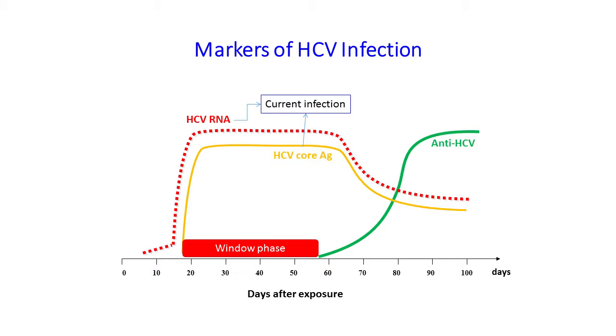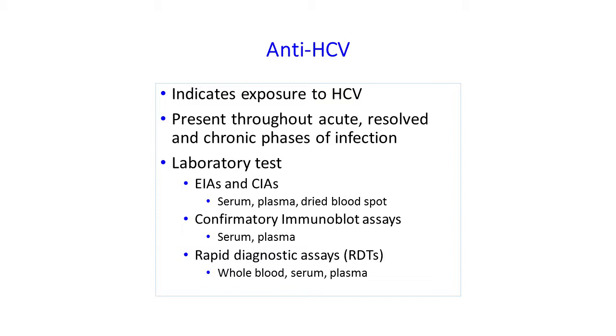Anti-HCV will indicate exposure to HCV. A person in the acute phase, chronic phase, or recovered individual will all test positive for antibodies to HCV, whereas only individuals with active infection will have HCV RNA and core antigen circulating. Anti-HCV indicates exposure to hepatitis C and is present throughout the acute, resolved, and chronic phases of infection. All current anti-HCV diagnostic tests detect IgG antibodies.